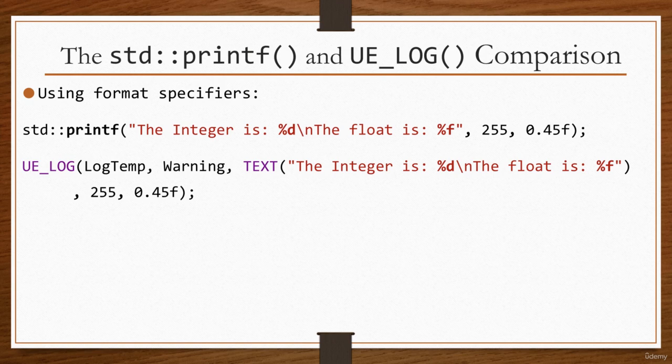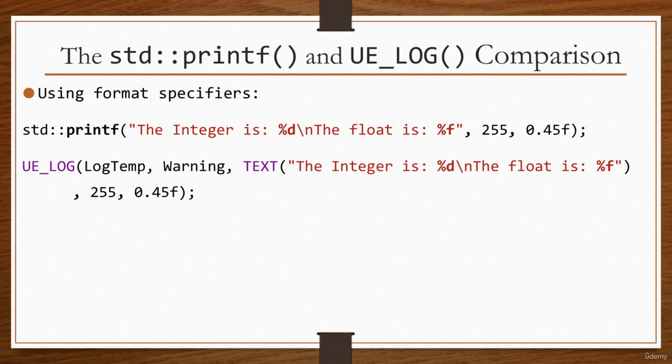Another comparison using the format specifiers. With the printf, we can see we have the format specifier D for an integer, F for a float, and we can do the same sort of stuff with the UE log, but again you will have the category name and the verbosity followed by the format. So we have log temp here, for example, warning, and then we have the text macro. So it's a bit more complicated. You pass your text in there, and you can also use the format specifiers within that text macro. Following the text macro, we can do comma, followed by variable names, or in this case I'm just using literals.